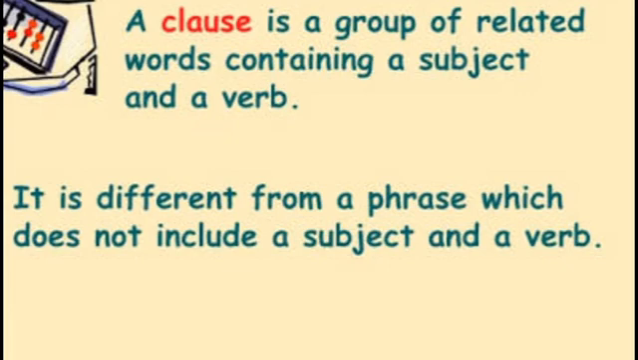See the difference between a phrase and a clause. A phrase is a group of words, a clause is also a group of words. But a phrase has no subject and verb of its own, but a clause has a subject and verb of its own. A phrase cannot stand alone because it cannot convey proper meaning, but a clause can stand alone because it conveys a proper meaning.